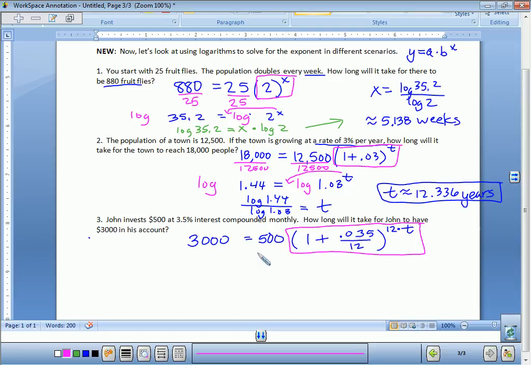All right, so we want to get this part by itself, so the 500 has to go. So really we're saying he wants to have 6 times as much as he started with.